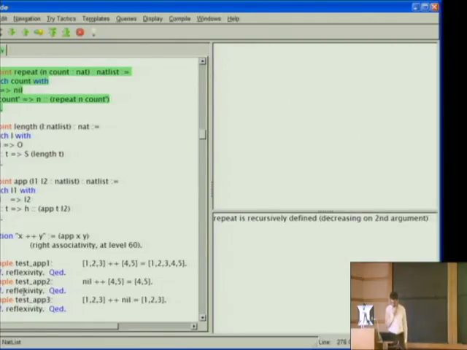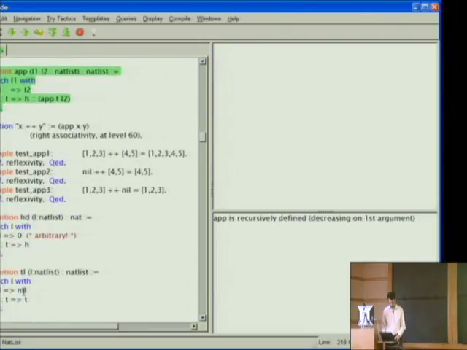Pretty straightforwardly. Length takes a nat list, so now it's inductive on the structure of the list, and the empty list gives us length 0, and the list of head h and tail t gives us the successor of the length of t. And here's the append, the concatenation of two lists. The nil list concatenated onto L2 is just L2, and the list head cons tail concatenated onto L2 is head cons the append of tail with L2. So simple in structurally recursive definitions.